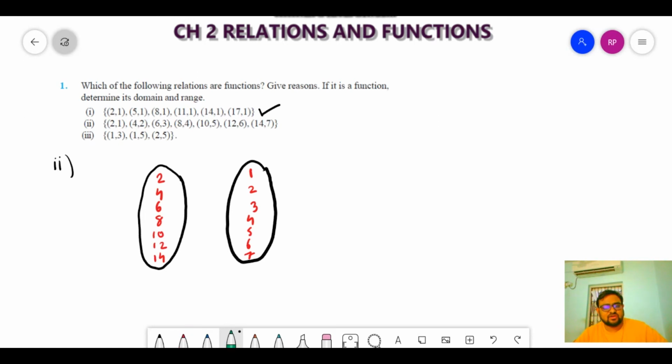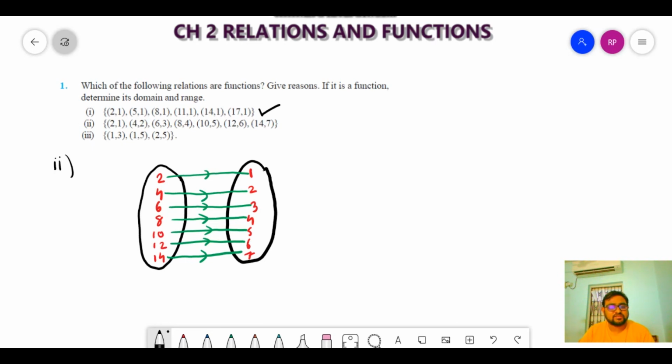So now when I solve the relation, 2 is related to 1, 4 is related to 2, 6 related to 3, 8 to 4, 10 to 5, 12 to 6, and 14 to 7. So here also each element of the domain is having one and only one image. So I will also say this is a function.